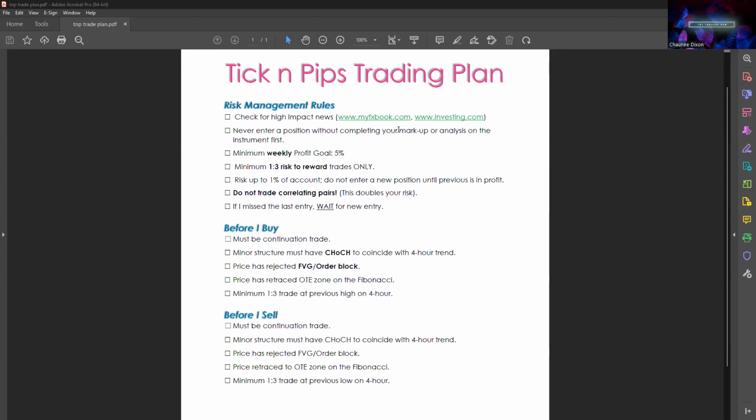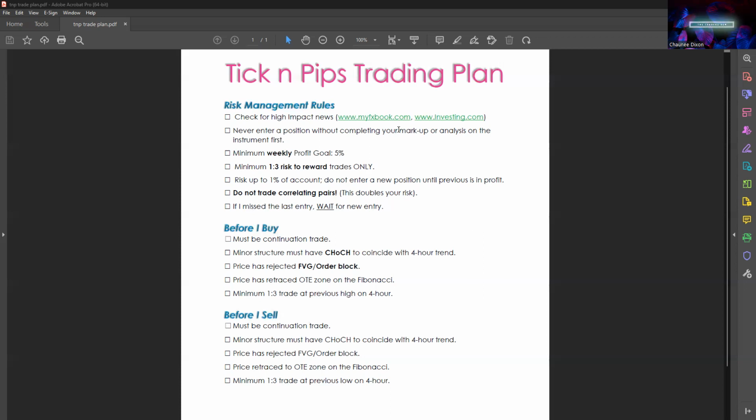Next, I have my weekly profit goal. Minimum is 5%. Now, I don't know if y'all have seen my trades, but I typically go over that, but I want to make a minimum 5% of my account. The minimum risk to reward, I think a lot of people have heard me say 1 to 3 a lot. I want a minimum of 1 to 3. I think that minimum is enough to keep your account continuously growing, even if you hit some losing trades.